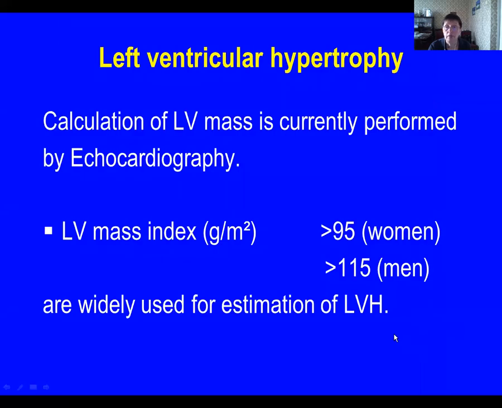Well, but for the diagnosis of left ventricular hypertrophy, more accurate will be the result of echocardiographic examination. We can calculate the left ventricular mass, and left ventricular mass index is considered specific for hypertrophy if it is more than 95 grams per meter squared in women and more than 115 in men. And these figures are used for estimation of the LVH.